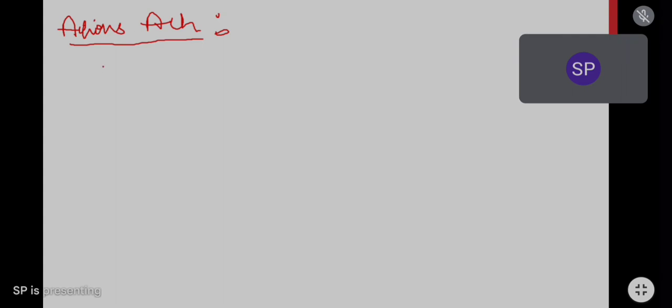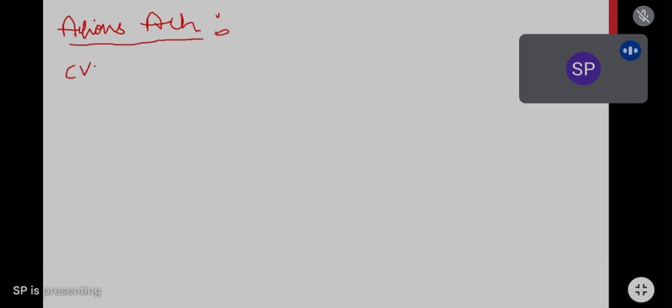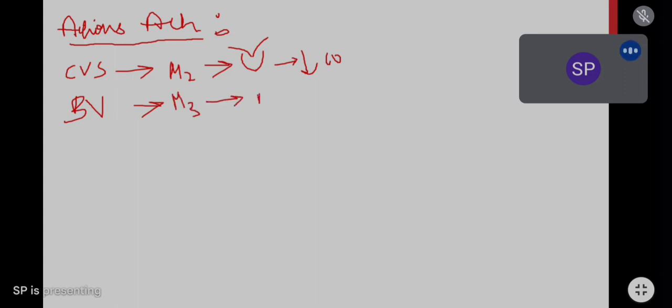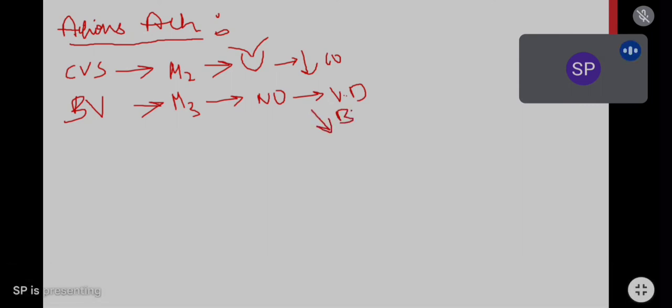Now you see, when acetylcholine is injected or when acetylcholine is released from the parasympathetic nerves, on the cardiovascular system, mainly it stimulates M2 receptors, and it will depress the actions of the heart. It will decrease the cardiac output. All these points we have discussed in the last class. Cardiac output will be decreased and blood pressure will be decreased. And on blood vessels, it will stimulate the M3 receptors and release NO, nitric oxide, and cause vasodilation, and again cause reduced blood pressure. It causes hypotension.